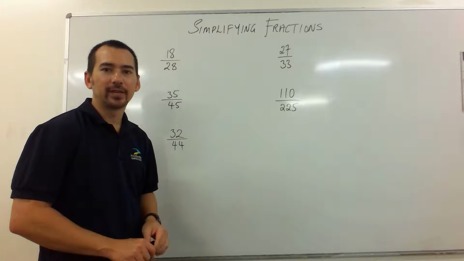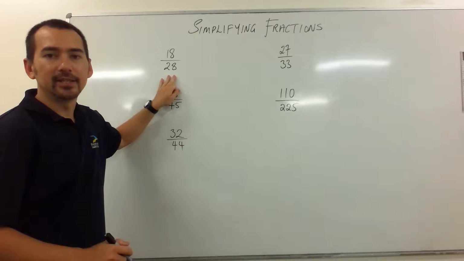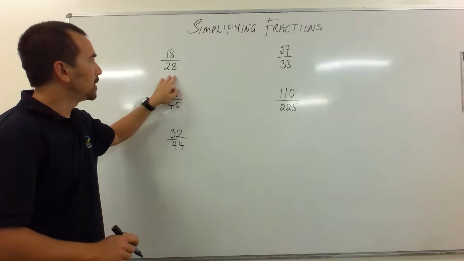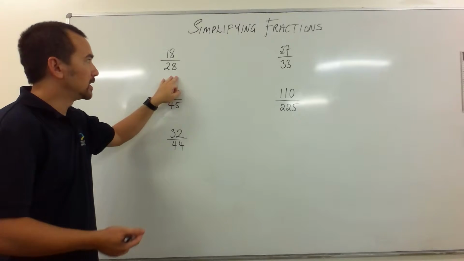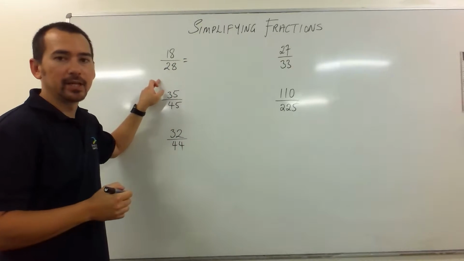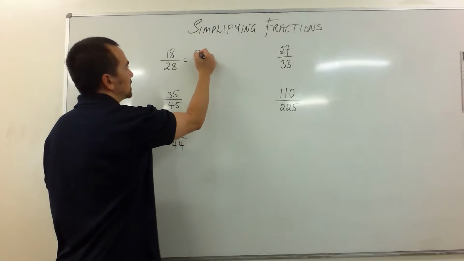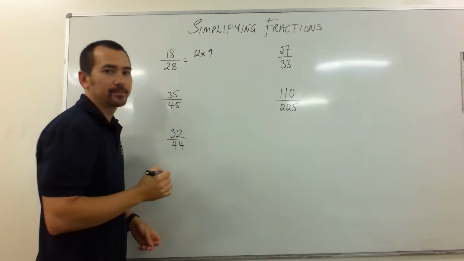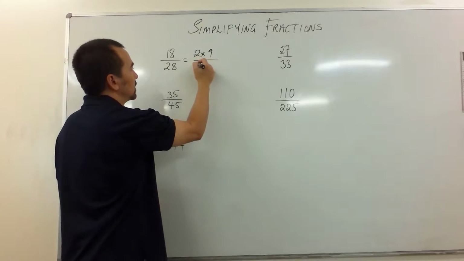Let's have a go at simplifying fractions. So let's start with something easy, like 18 over 28. Now, how might we simplify this? I find a really easy tip is to break down the numerator and the denominator into simpler numbers. So 18 is the same as 2 times 9, and 28 is the same as 2 times 14.